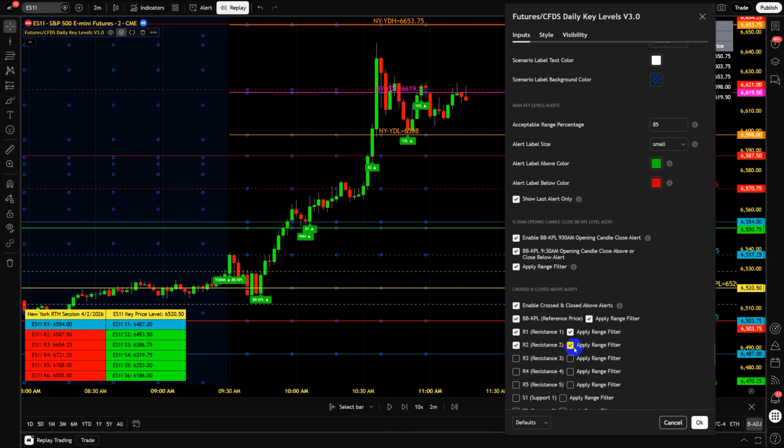then as you can see here, it's still going to show me all the different alerts. It's just going to show me the last alert for that particular one. So you have the 9:30 opening candle BBKPL, which has a different label than the rest of them. Then you have this close above the BBKPL, close above PMH, close above R1, close above R2, close above YDL, close above YDC. Again, when you're looking at doing trades, you're also looking at confirming with the ribbon. So we'll take a look at that again real quick.